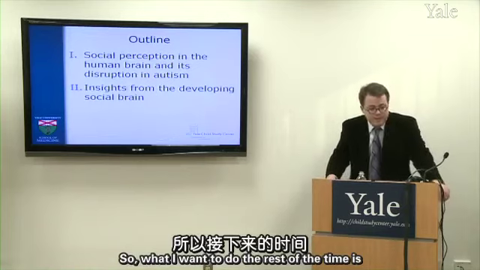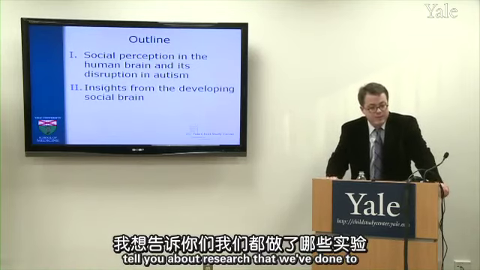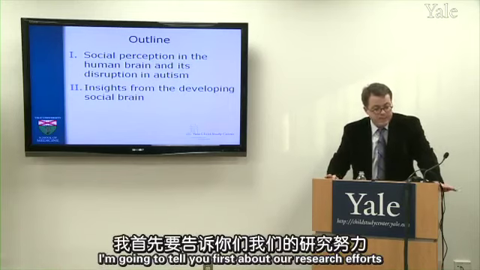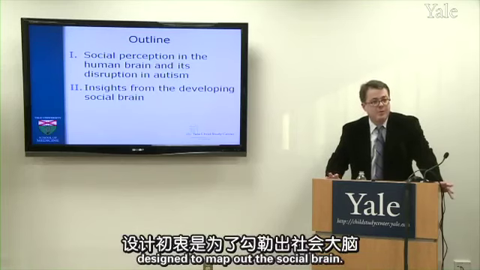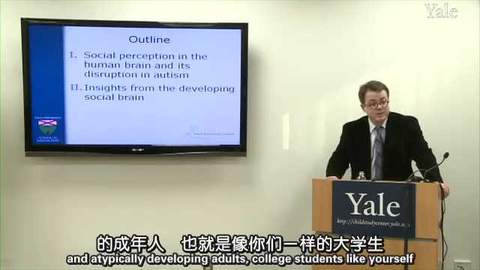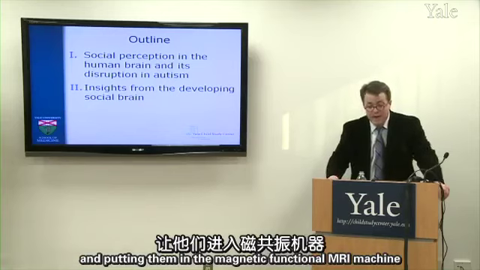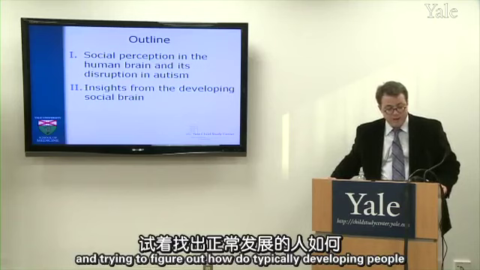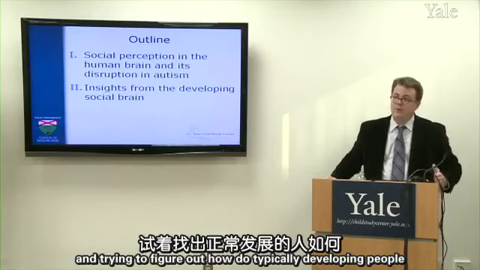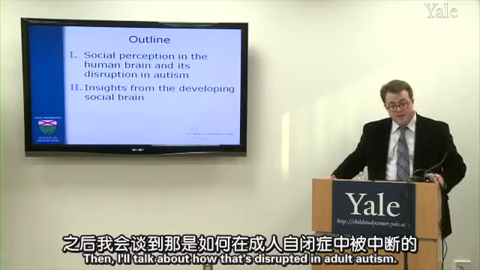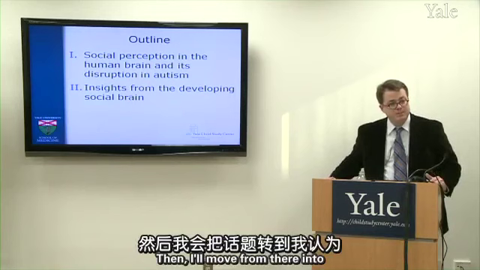So what I want to do the rest of the time is tell you about research that we've done to follow up on these behavioral findings and similar behavioral findings. And I'm going to tell you first about our research efforts designed to just map out the social brain. So looking at typically developing adults, college students like yourself, and putting them in the magnet in the functional MRI machine and monitoring changes in blood oxygenation level and trying to figure out how do typically developing people process social information, and can we chart out the social brain. Then I'll talk about how that's disrupted in adults with autism, okay?